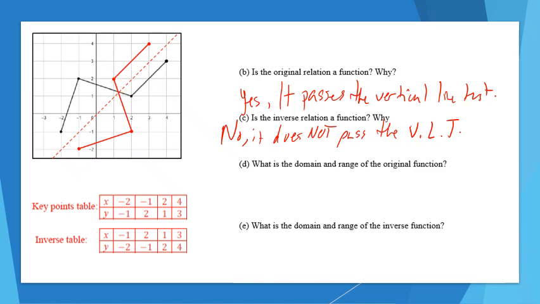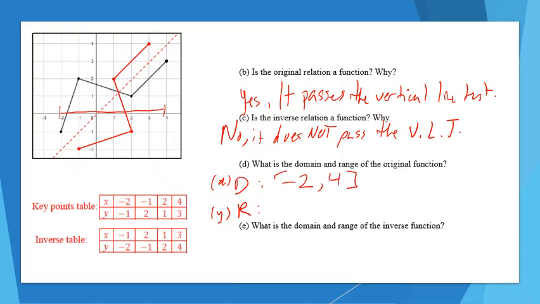All right. Now let's take a look at some of the next two questions here. What is the domain and range of the original function? So remember, domain is going to be your x values, and then range is going to be your y values here. So I'll just write that there. Our domain spans from, for our original function, so I'm looking at the black here, it spans from -2 all the way to 4.